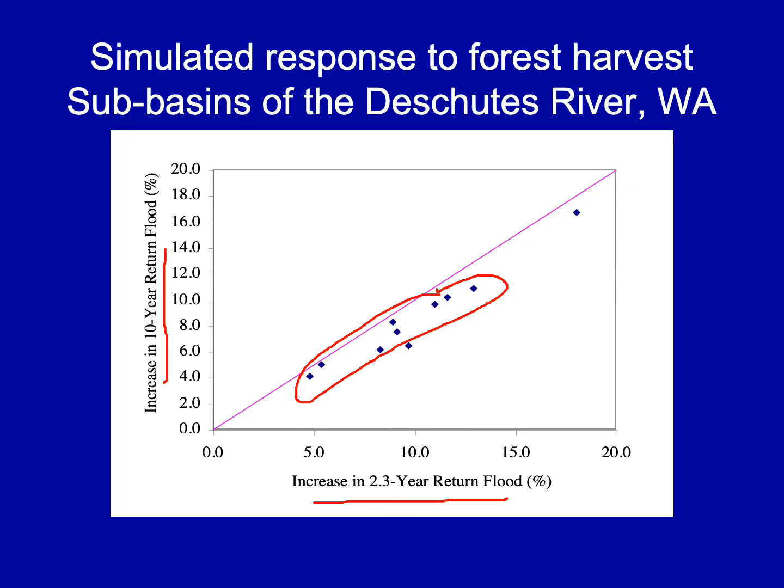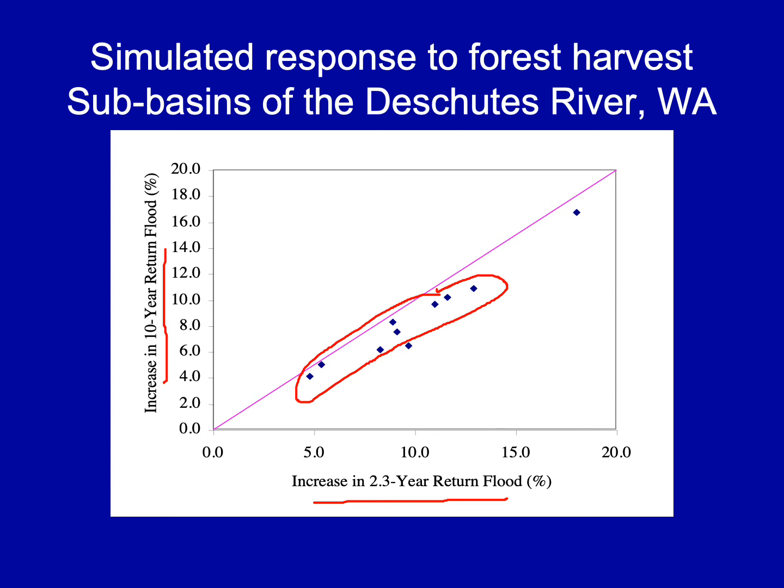The impact of harvest in the Deschutes Basin is shown in a different way on this graph. Each of the blue dots in this image represents a different one of the 10 subbasins that was simulated, each of which has experienced a different rate of harvest. This graph is comparing the simulated increase in a 10-year return period flood to the simulated increase in a 2.3-year return period flood, a relatively small flood event. All of these changes are positive, showing that for all watersheds and both storm sizes, forest harvest increased flood magnitude.